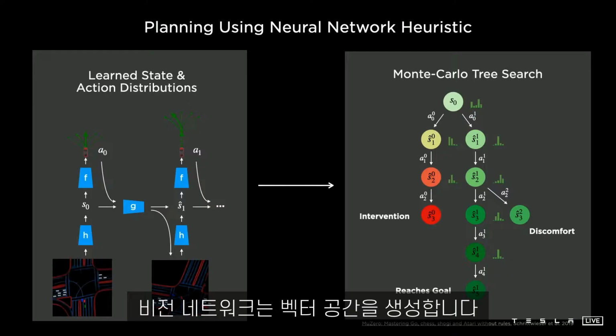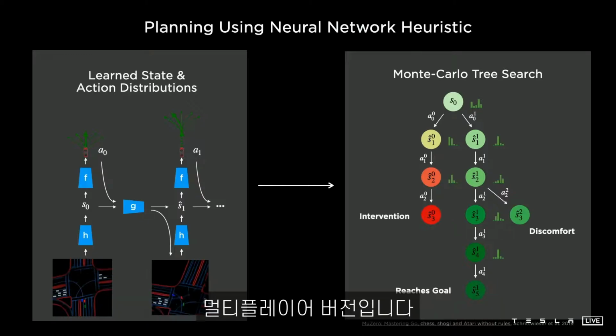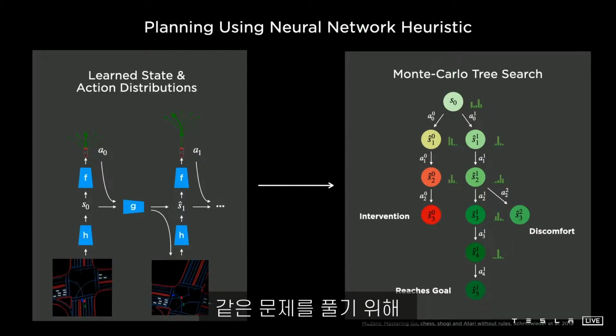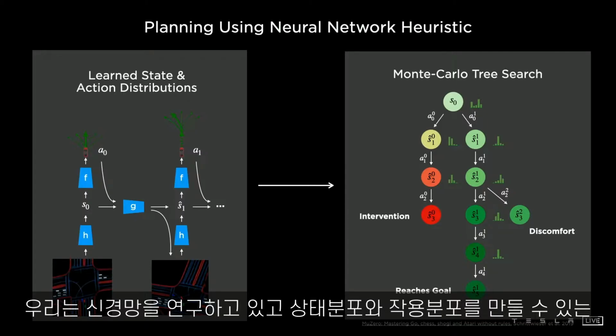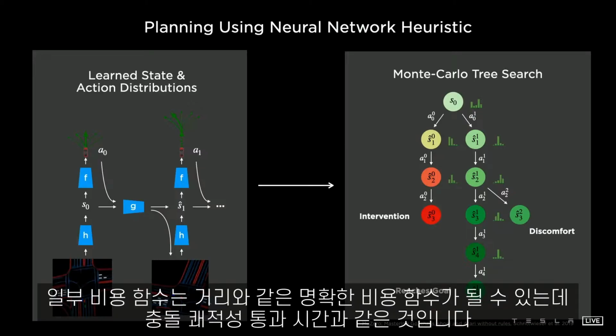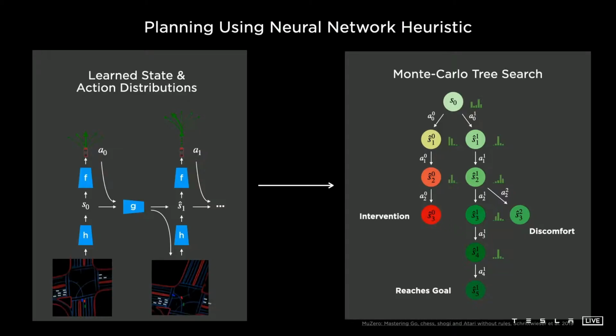The vision network produces a vector space, and we have cars moving around in it. This basically looks like an Atari game, and it's a multiplayer version. So we can use techniques such as MuZero, AlphaZero, et cetera, that were used to solve Go and other Atari games to solve the same problem. So we're working on neural networks that can produce state and action distributions that can then be plugged into Monte Carlo tree search with various cost functions. Some of the cost functions can be explicit cost functions like distance to collisions, comfort, traversal time, et cetera. But they can also be interventions from the actual manual driving events.